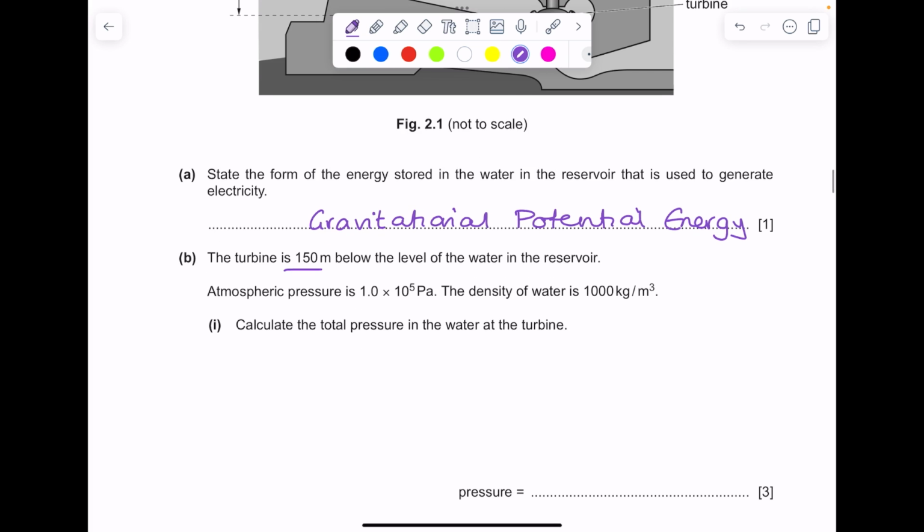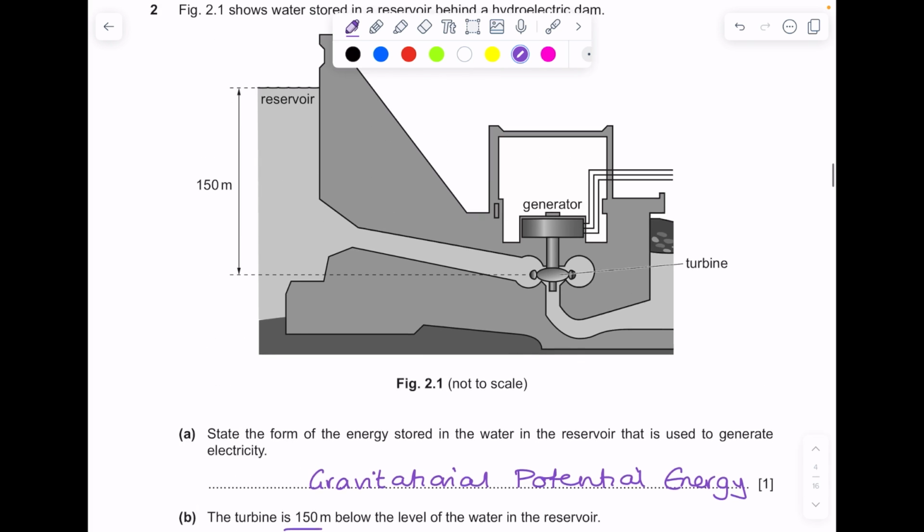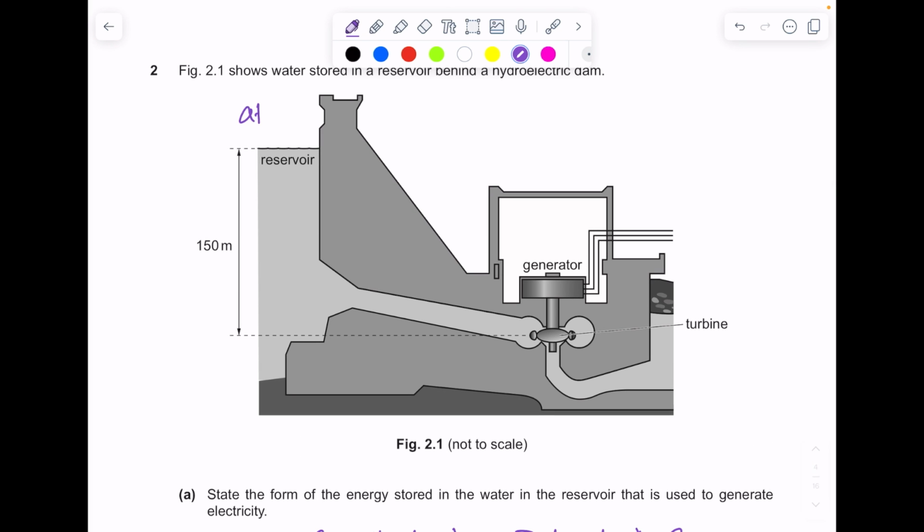The turbine is 150 metres below the level of the water in the reservoir. Atmospheric pressure is this, the density of this. Calculate the total pressure in the water at the turbine. So you need to add atmospheric pressure up here to the pressure of the water.